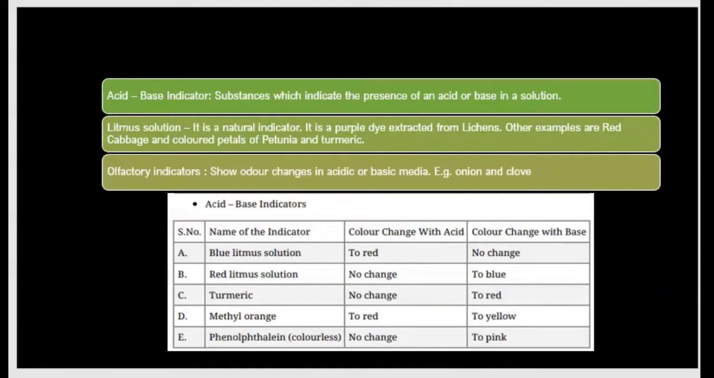Acid-base indicators are substances which indicate the presence of an acid or a base in a solution. Similarly, the litmus solution we have taken is a natural indicator. It is a purple dye extracted from lichens. Other examples are red cabbage, colored petals of petunia, and turmeric.